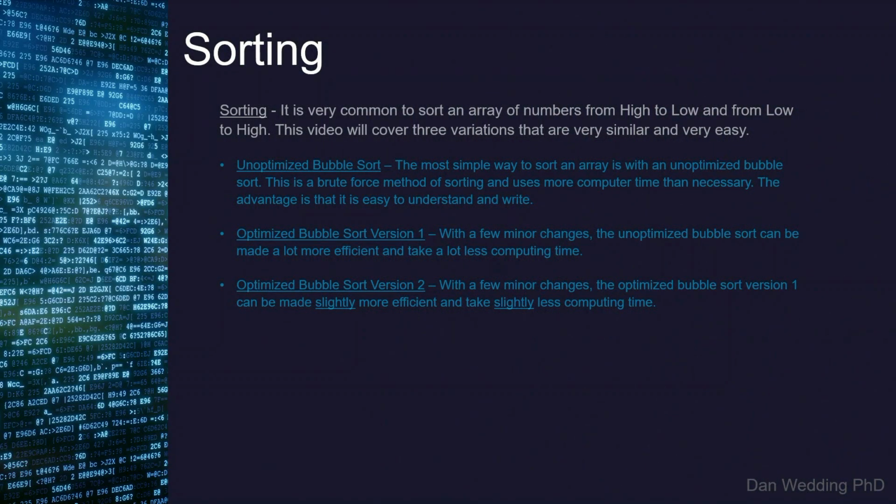It is very common to sort an array of numbers from high to low and from low to high. This video will cover three variations that are very similar and very easy. The most simple way to sort an array is with an unoptimized bubble sort. This is a brute force method of sorting and uses more computer time than necessary. The advantage is that it's very easy to understand and write.